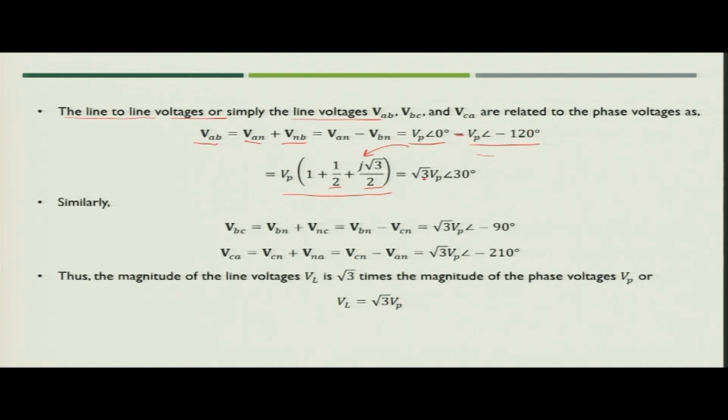Let us take root 3 out from this expression. So, root 3 VP will be out, and inside we are left with only root 3 by 2 plus j into 1 by 2, and this is what you will get as the angle of 30 degrees.